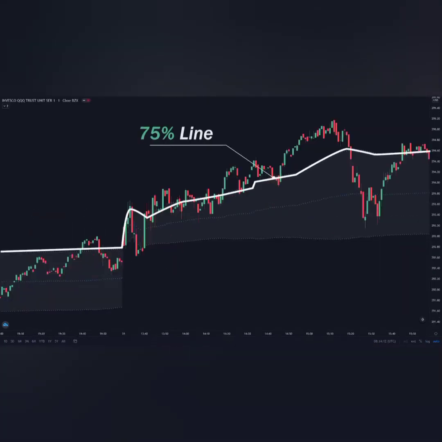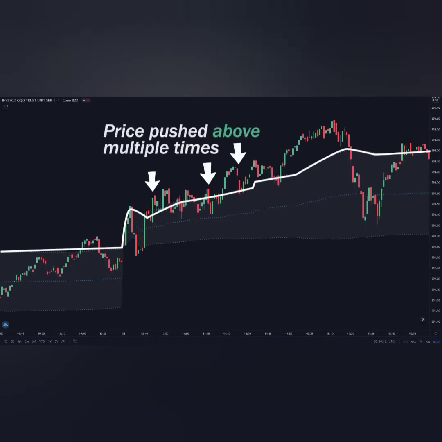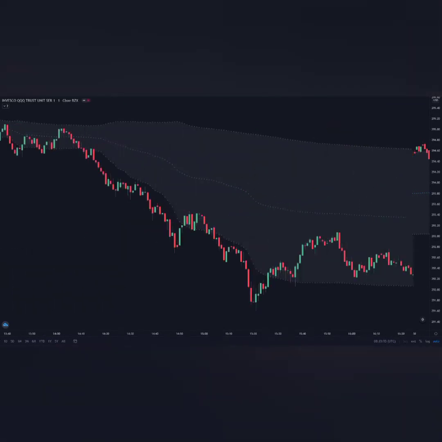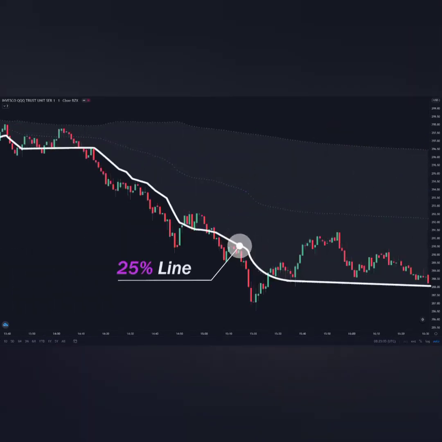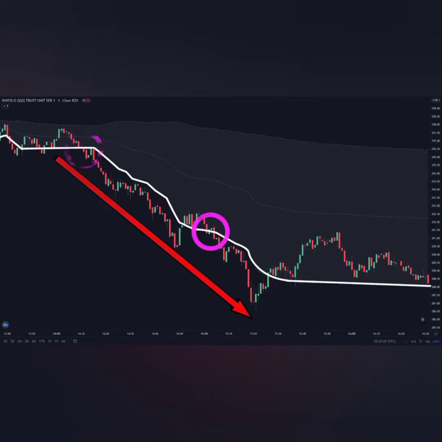This top line is called the 75% line. If a price is constantly pushing above this line, while also making the indicator turn upwards, it means that the price is on an uptrend. The line below here is called the 25% line. If a price constantly breaks past below this line, it means that the price is on a downtrend. Usually, this also makes the indicator go in a downward shape.